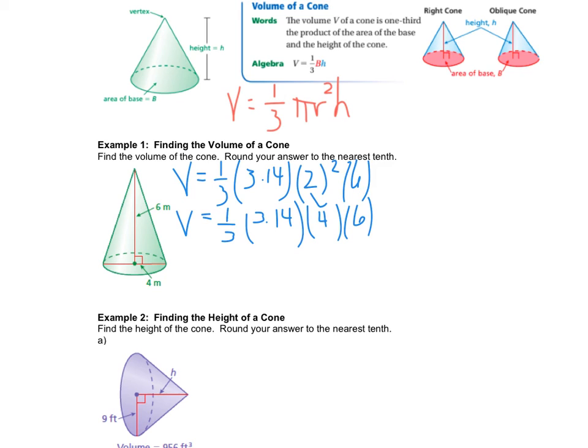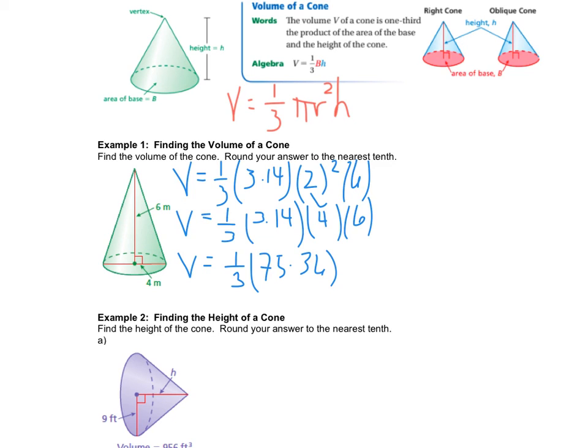Then we see a whole bunch of multiplications. So at this point, I think the best thing to do is just to multiply everything except for the 1/3 for the moment, and I'm going to explain why in 1 second. We're going to do 3.14 times 4 times 6. And when I do that, I'm going to get 75.36. Okay?